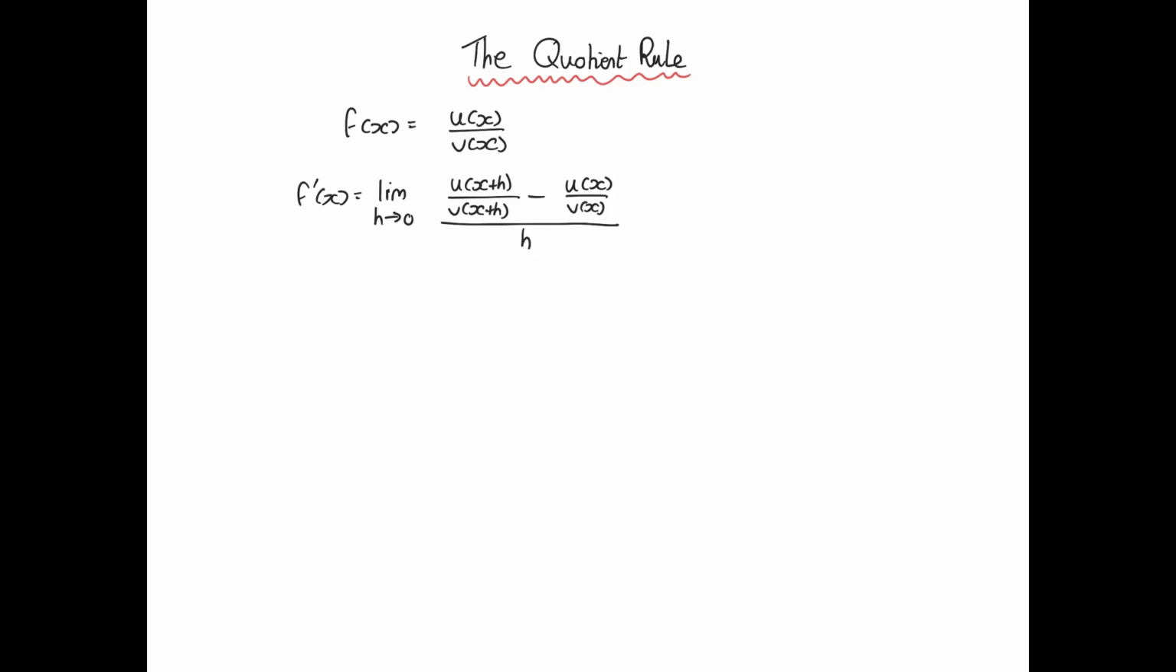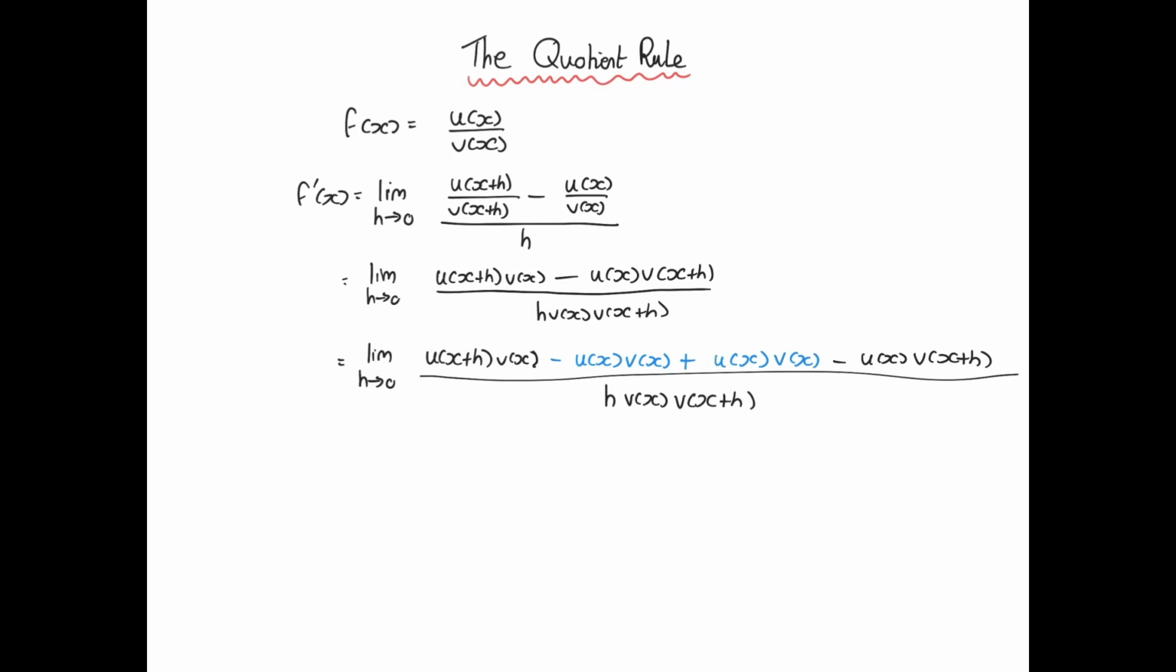When we divide by h, it's the same as multiplying by 1 over h. So if we get this into a single fraction, the common denominator will be h times v of x times v of x plus h. Again, with this, we're going to add and subtract something to the numerator to keep it equivalent. However, then we can factorise the first two terms and the second two terms. So we took away u times v and added u times v to keep it all the same.